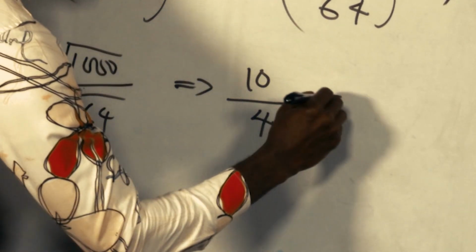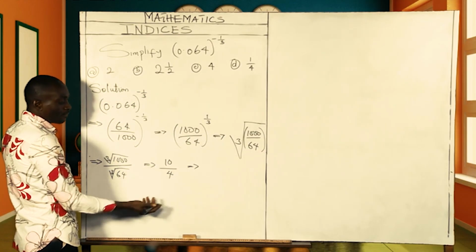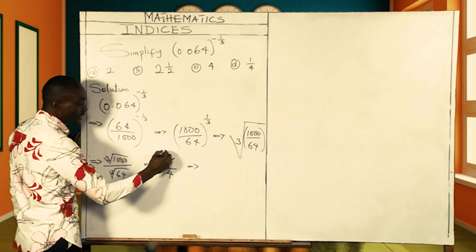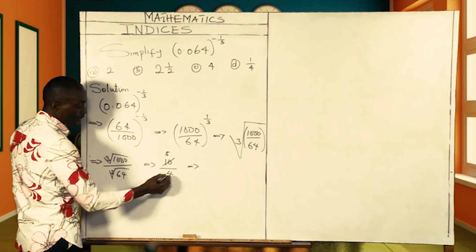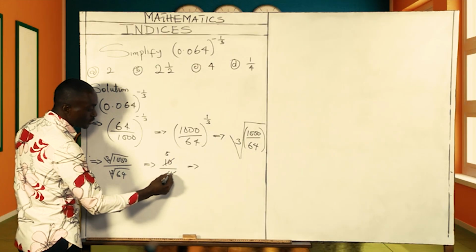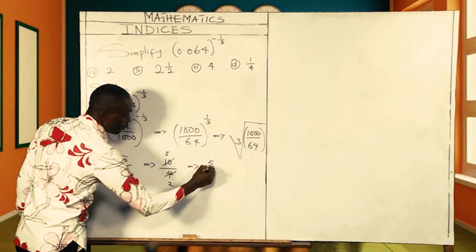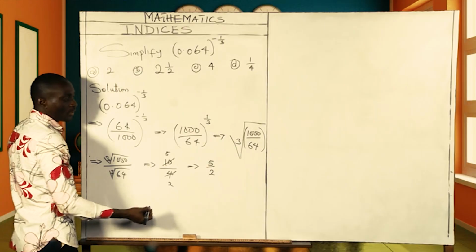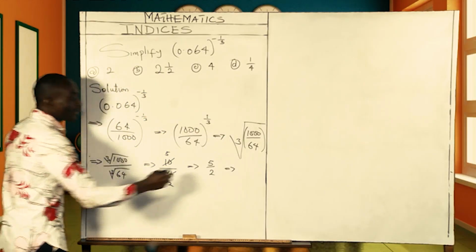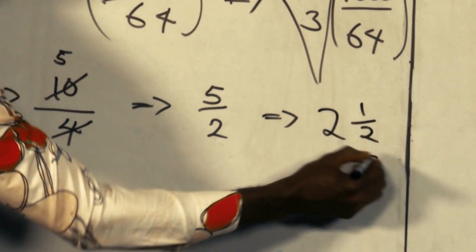And we can cut it down. What is the common factor? 2. 2 in 10 gives 5. That 2 is used to cancel 10 to get 5, and when used to cancel 4, we have 2. So we have 5 over 2. With this, you can finally have 2 whole number 1 over 2 as your answer.